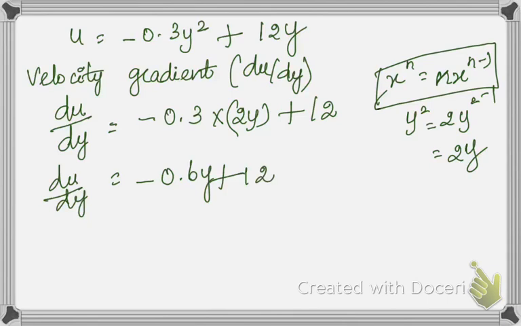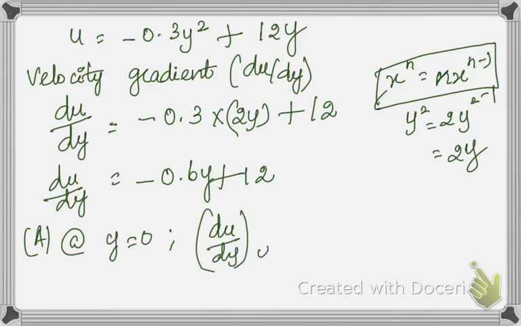So I have calculated the velocity gradient. What they have asked in the problem is determine the velocity gradient at y is equal to 0, 10 and 20. So we are going to calculate one by one. So first A part, at y is equal to 0, what will be du by dy? You have to substitute 0 in place of y. So I will be getting 12 meter per second.